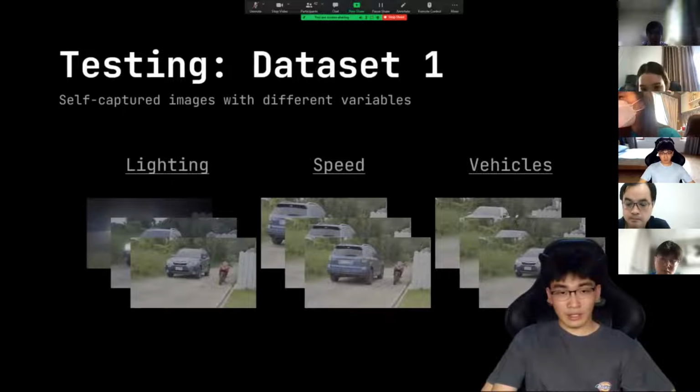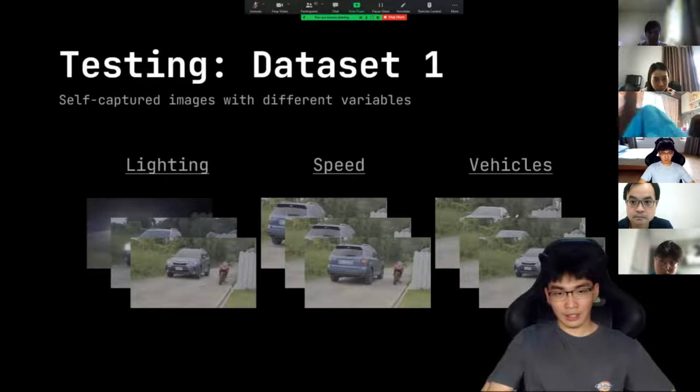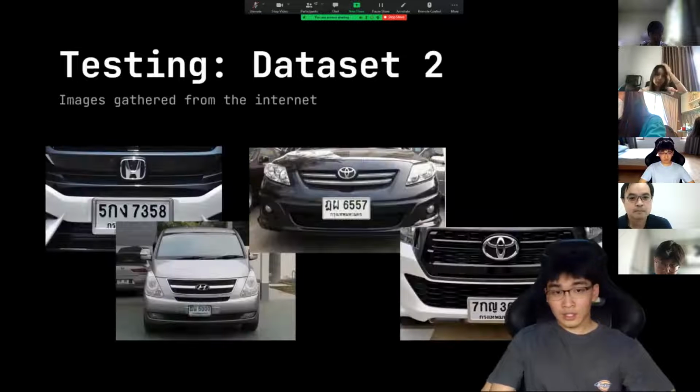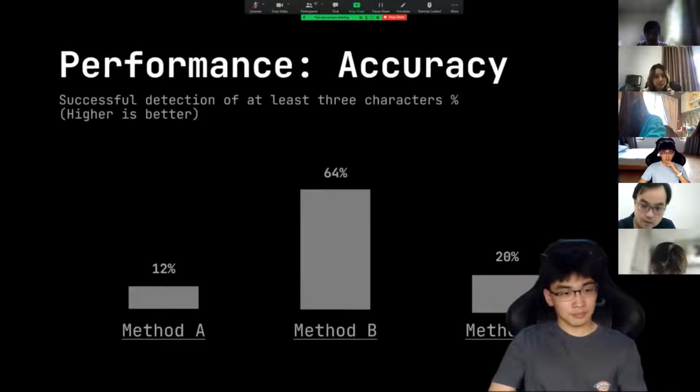Right, so next are the datasets. Dataset 1 is a self-captured dataset with images with different variables. There are different lighting conditions. As you can see, I took it at night, at evening, and during the day, at different speeds of 30, 20, and 10 kilometers per hour. But this doesn't seem to have much of an effect in good lighting conditions, and with different vehicles just to make sure that there are no weird bugs. For dataset 2, I use images of Thai cars gathered from the internet.